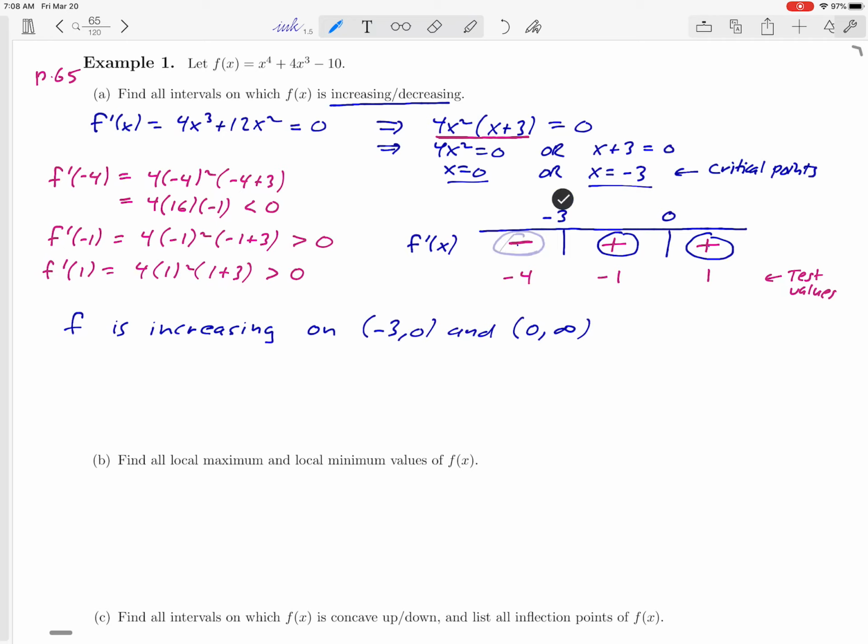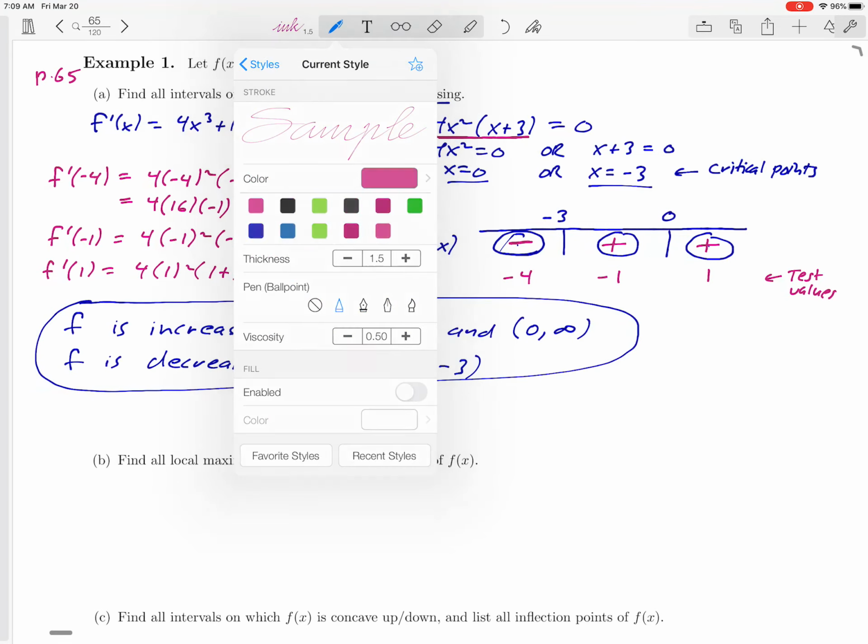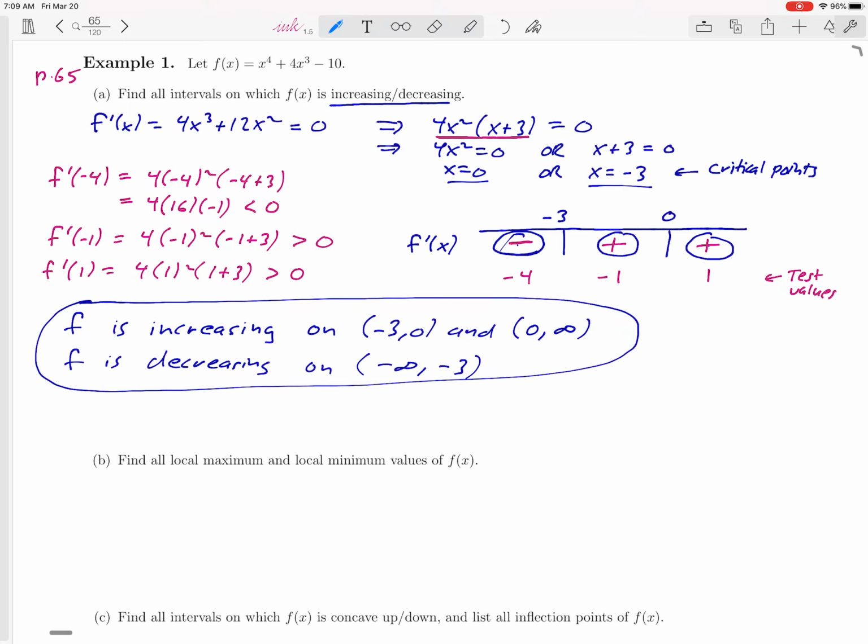And similarly, over here in the leftmost zone, where we've got a minus sign, that's where f is going to be decreasing. Okay, and so I'm going to circle that because that is our answer to part A. Maybe just a brief reminder about notation here. When you see something like -infinity to -3, remember that that's representing an interval of numbers. So we could have also written that as x values between -infinity and -3. Just a different way of writing it.